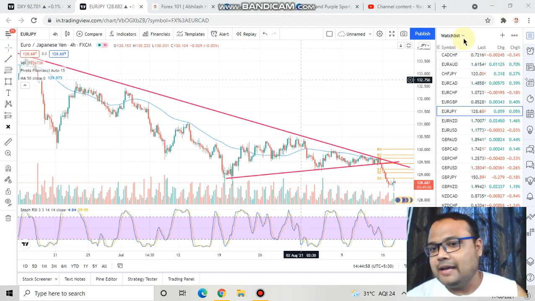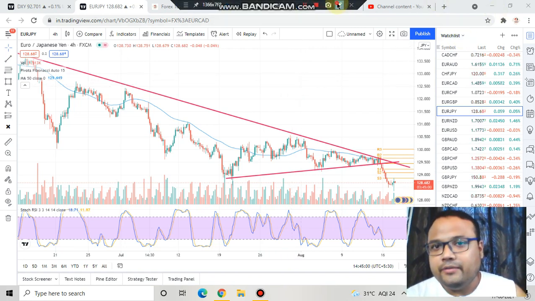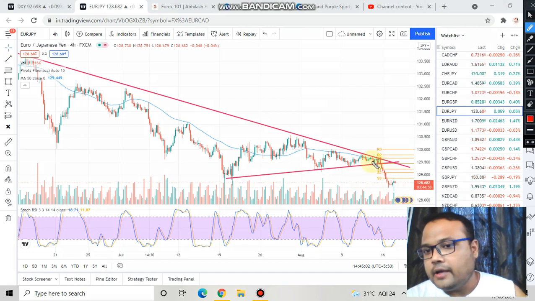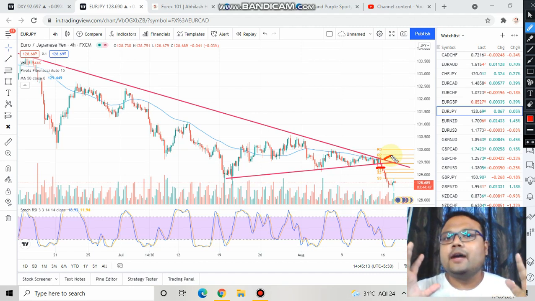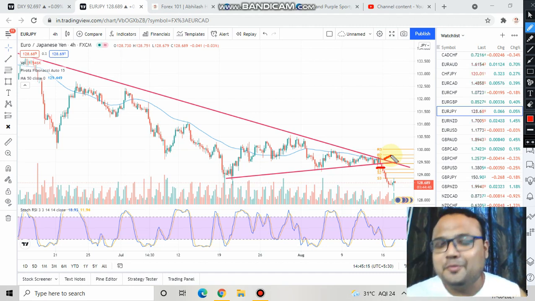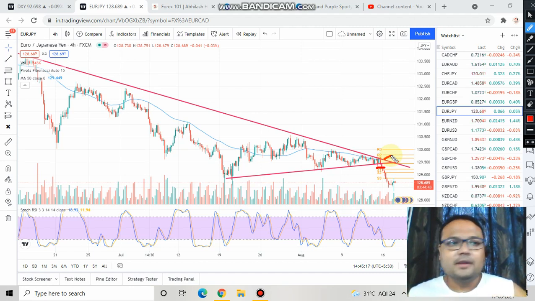I clearly mentioned in my previous video that do not trade as long as the market is trading in this range. Short the market below this level and go long above this line, and as expected, the market did give us a breakout, and yes, you all have made good profit. So what should be our next strategy on Euro JPY? Let's try to find out what is going on in the chart, then we'll be jumping to the strategy part. Clear?